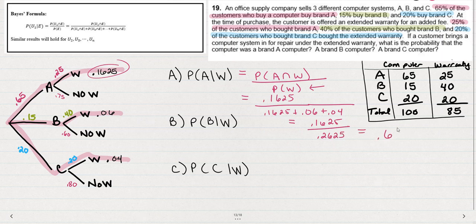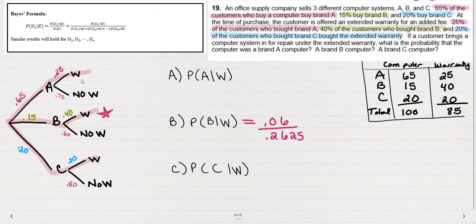So when I divide that, we get 0.619 or 61.9%. How about the probability of B given W? We already know that they purchased a warranty. We're trying to determine, if you got the warranty, what was the probability that you had chosen computer B?